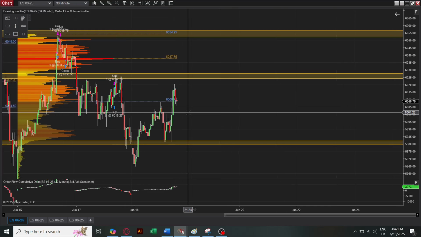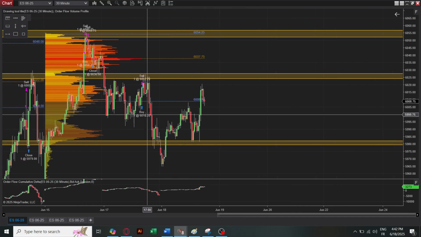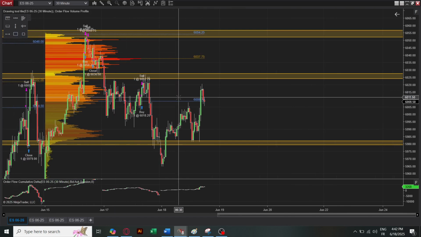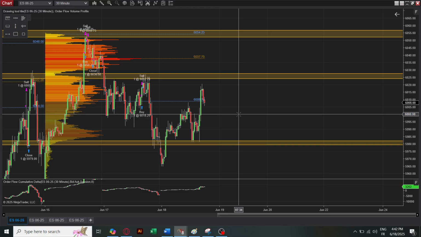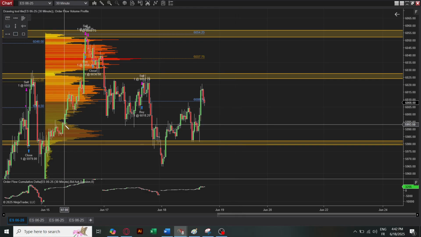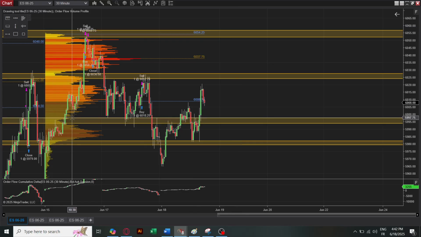Then where is the target? Of course the first target will be, where is my level? Okay, there. Anyway, so the first level is going from here to at least this over here, which is where there was a huge volume before.